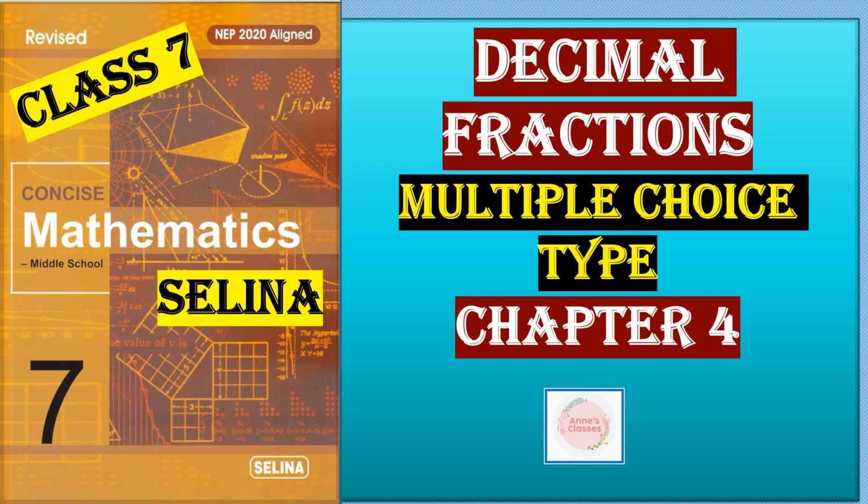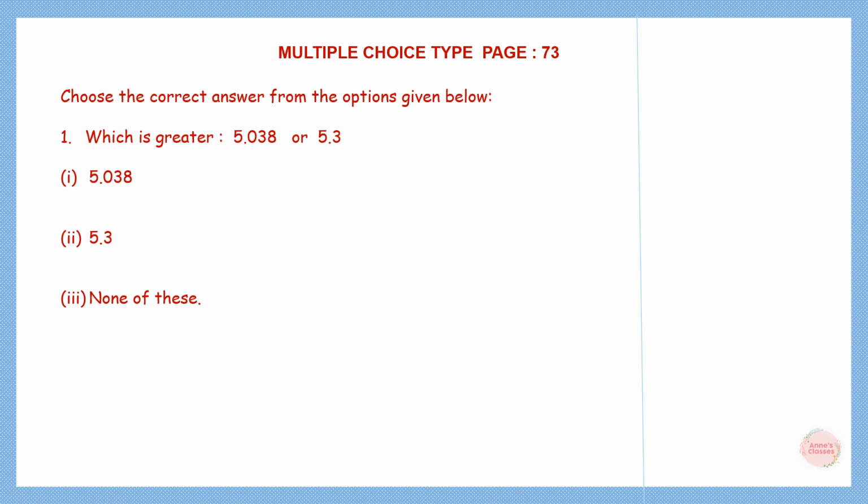Let's do decimal fractions, the multiple choice type from chapter 4. Now this is found on page number 73. Let's begin with the first one. Choose the correct answer from the options given below.